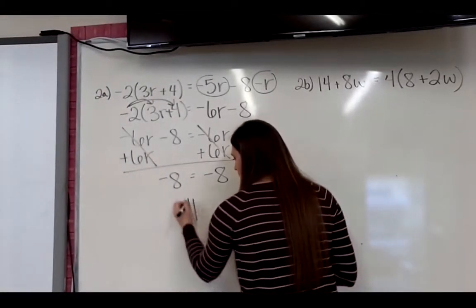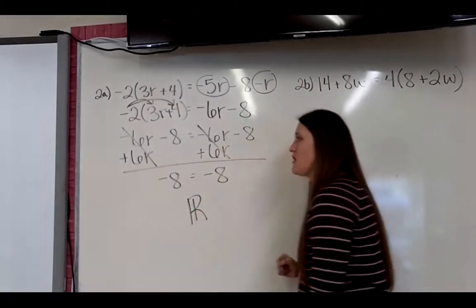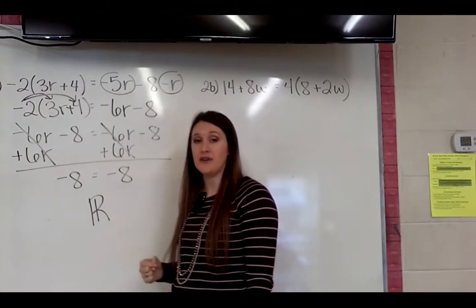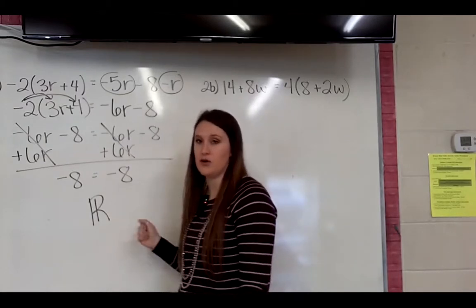So we use this symbol, that double R. Because it means no matter what R is, it's going to cancel. And negative 8 will always equal negative 8. So it's all real numbers.